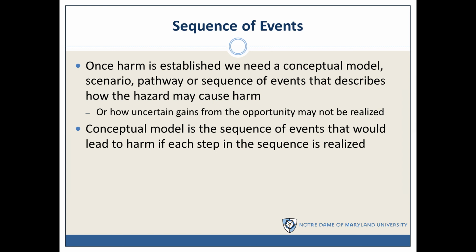Of the terms that are used for the sequence of events, one that you may have heard before or that you may hear in the literature is a conceptual model. There are a lot of descriptions of the risk assessment process that say you should begin with a conceptual model. That conceptual model is essentially the sequence of events that's necessary to lead to harm if each step in the sequence is realized.